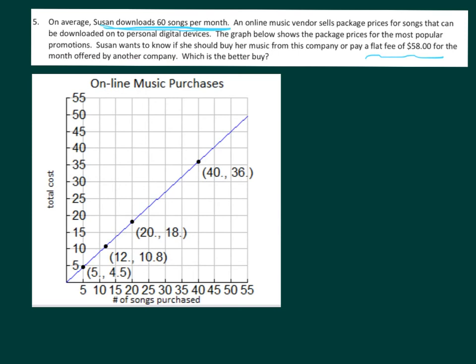Okay, so when you look at this graph here, 40, 36, what it means is if she buys 40 songs, it will cost her $36. And then 20, 18, that means if she buys 20 songs, it costs $18. 12 songs is $10.80. And then 5 songs is $4.50. So let's look at these numbers.